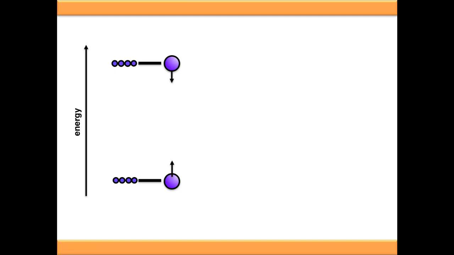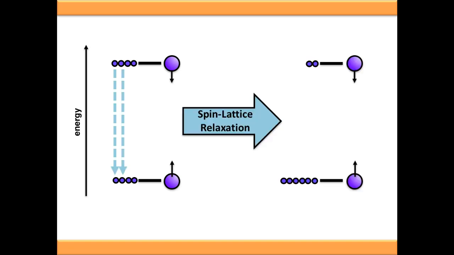So we said previously that in any system at equilibrium there will always be more nuclei in the low energy state than the high energy state. So all we need to do basically is allow the system to return to the Boltzmann equilibrium. By just allowing the system to relax, some of our high energy nuclei are returning to the low energy state through a process called spin lattice relaxation. So if we give our sample long enough, it will eventually return to a system where we have a bulk magnetization and it's no longer saturated.